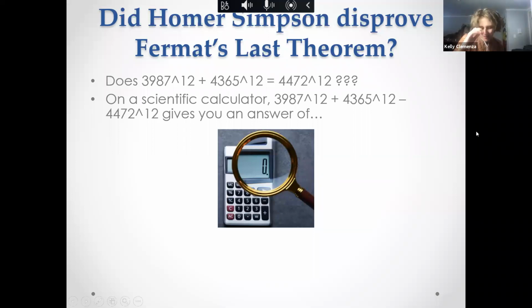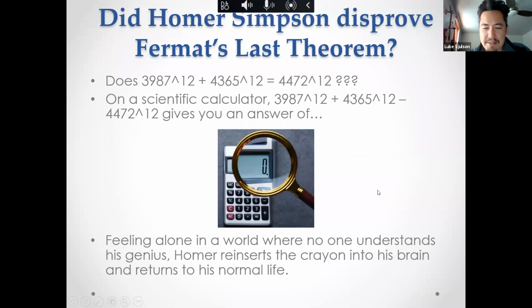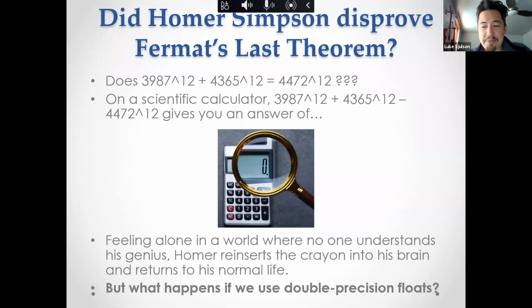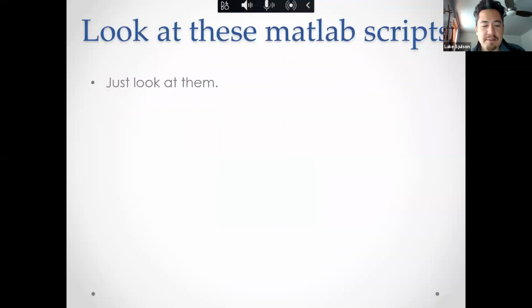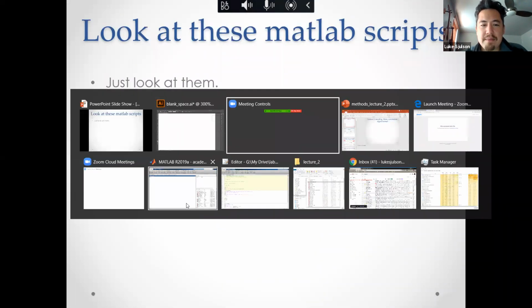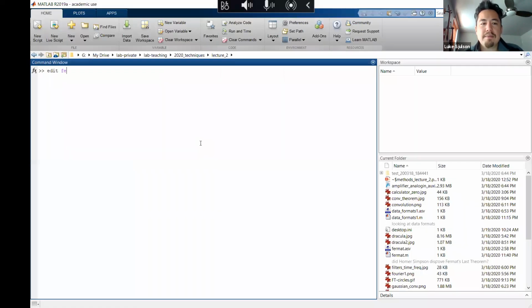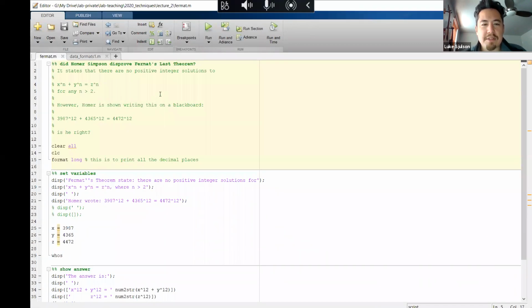It's a rounding error because of the limitations of the hardware? Exactly, because of numerical precision, right? Okay, so let's see what happens. That's what's relevant. So that was the outcome. But then what happens if we use double precision floats? Okay, can everybody see this okay? Yeah, all right.